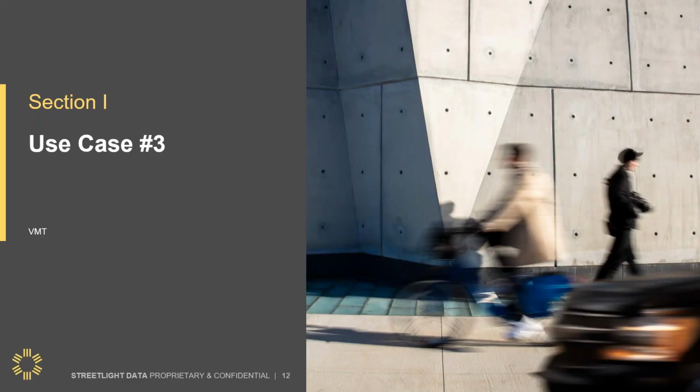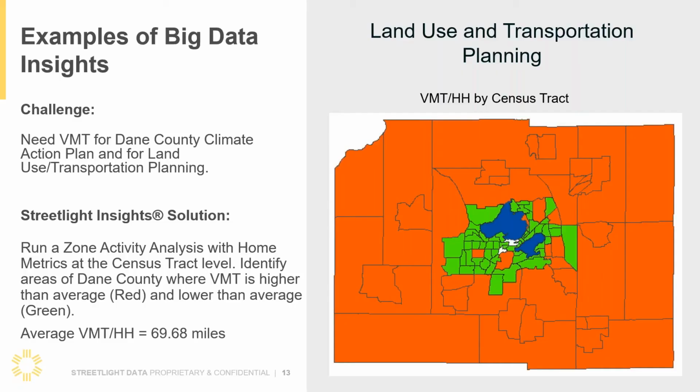So use case number 3 is VMT. Next. So we're just starting to use this feature of StreetLight. Many of you have probably heard of SB 743 out of California, which places a huge emphasis on VMT. VMT is something that we think should be emphasized as well in Dane County. It's definitely needed when looking at the goals of the Dane County Climate Action Plan.